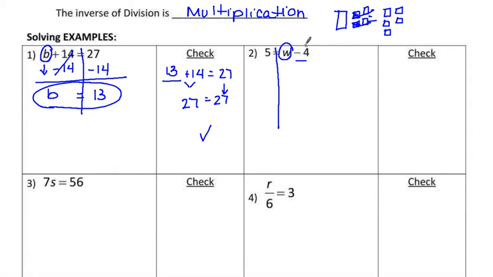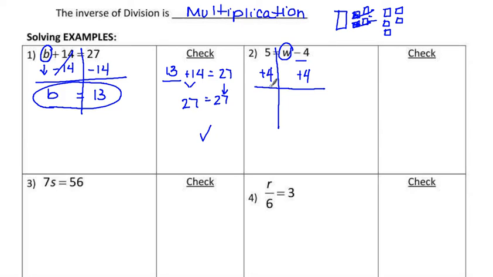Well, how do I get rid of this -4, however you want to read it? What's the inverse, or what's the opposite? Well, the inverse of this is going to be +4 to both sides. Draw a line across the middle to do some math. I'm going to start at this side.